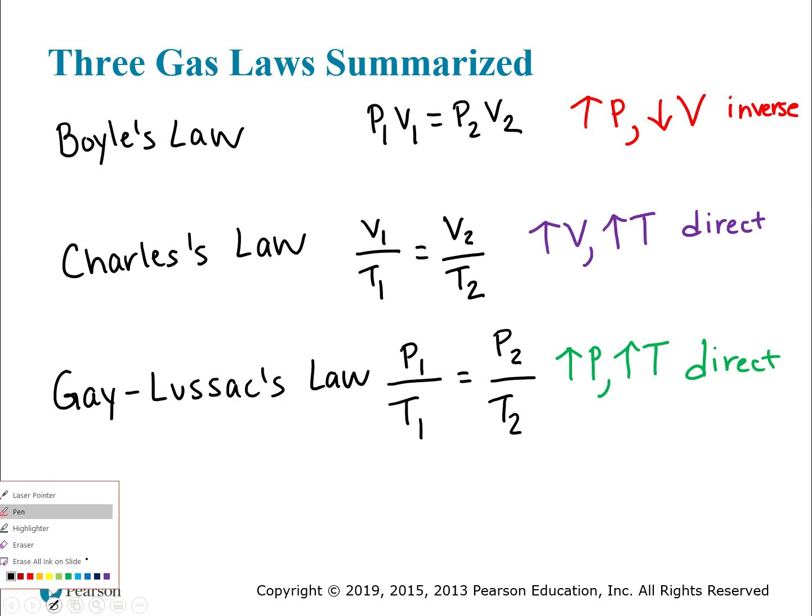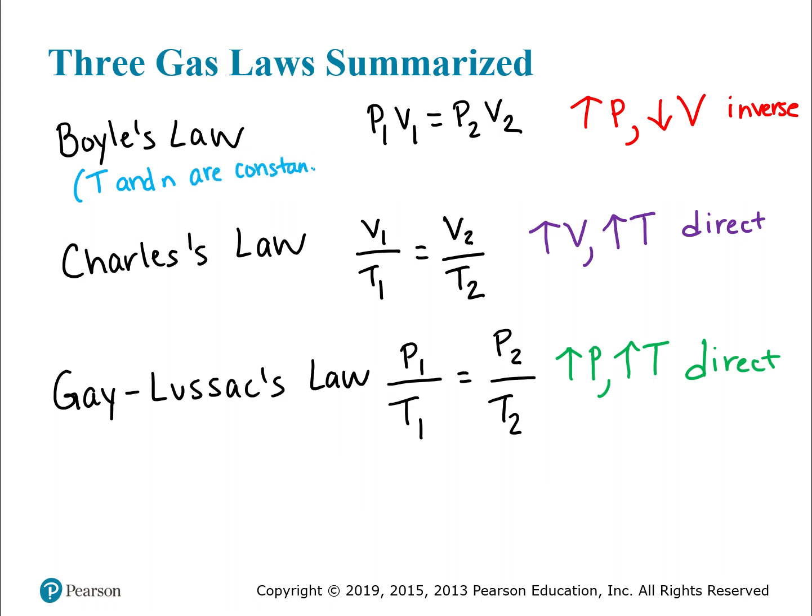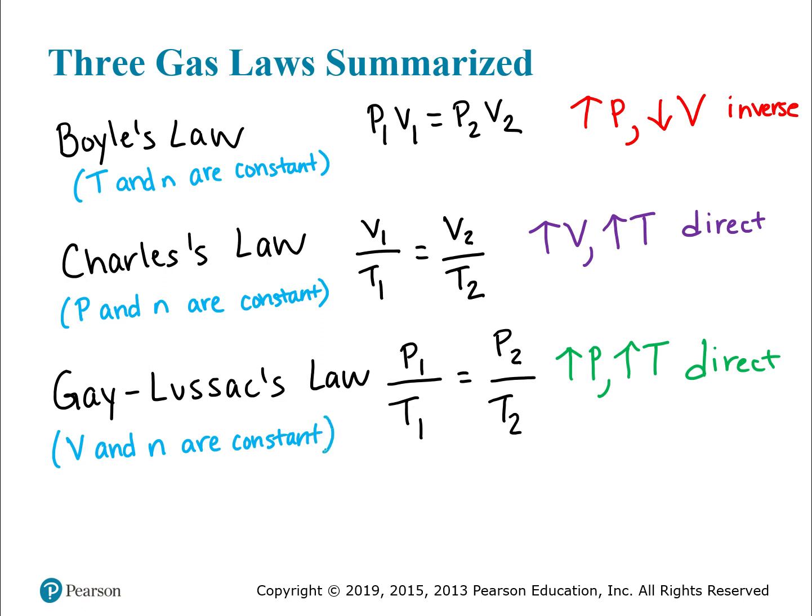But with these, we are making an assumption here. With Boyle's law, we're saying that temperature and N, which is the amount of gas, are constant. With Charles's law, we're keeping pressure and the amount of gas constant. Gay-Lussac's law, we're keeping volume and the amount of gas constant. And just so you know, N is moles of gas, which is our amount of gas.